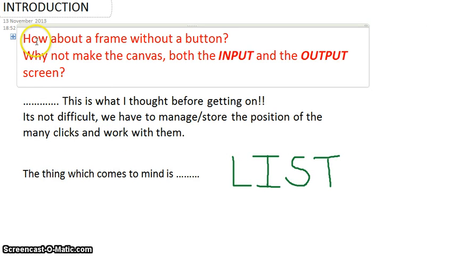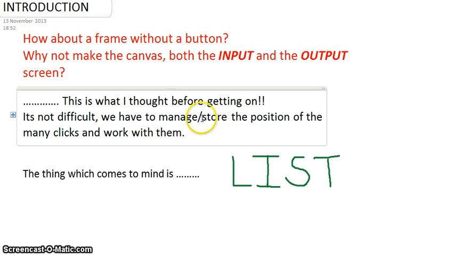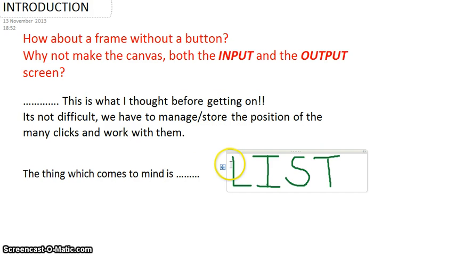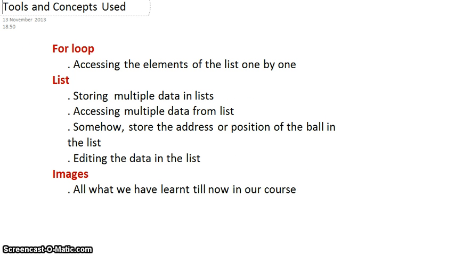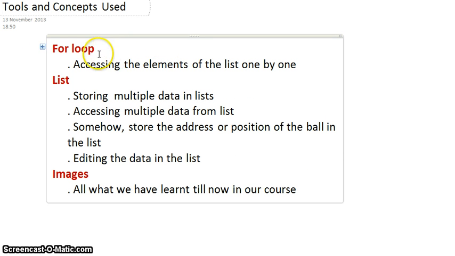Okay, so this is the thought which came to my mind before writing the code: that somehow I can make the canvas both the input screen and the output screen. And yes, we can do that. We just have to manage and store the position of the many clicks that we do on the canvas. If we want to store the position of the click, it's quite easy if we use lists. So the tools which I have used in my code are the for loop, which is just for accessing the elements of the list one by one.